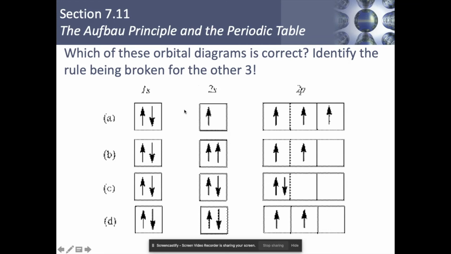So let's take a look at this first one. I have 2 arrows, I have 1 arrow, then they skip to the next box. Is that allowed? Definitely not. This is an Aufbau principle violation. What about this one? Up arrow, down arrow, up arrow, red flag, right? This is a Pauli exclusion principle problem. What about this one? Up arrow, down arrow, up arrow, down arrow, up arrow, down arrow. Remember, Hund's rule says that you have to spread out the electrons individually, like here or here or here, before you start pairing them up. So letter C is a Hund's rule problem.